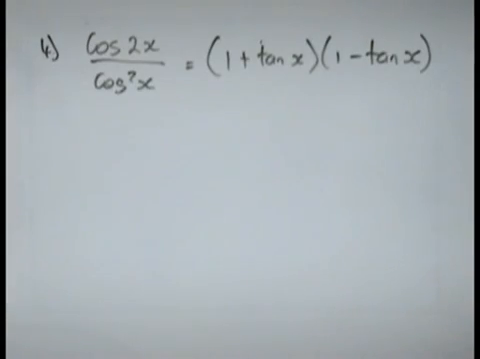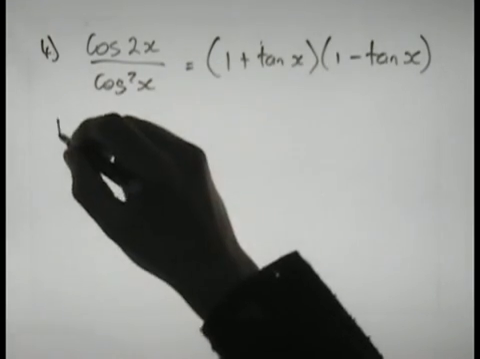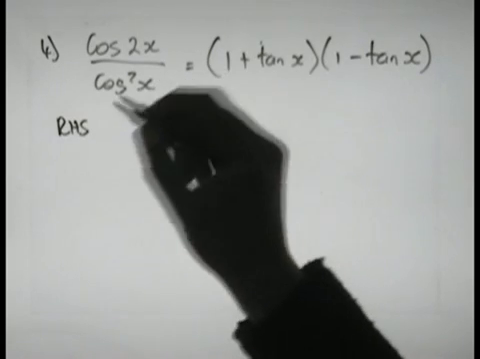The next one I gave you to do reads cos 2x over cos squared x is equal to (1 plus tan x) multiplied by (1 minus tan x). This one is unique in that I can work at it from both directions. I'm going to start working with this one from the right hand side.